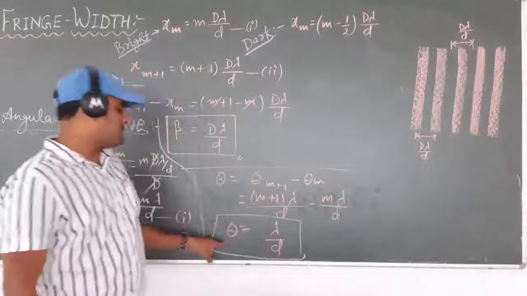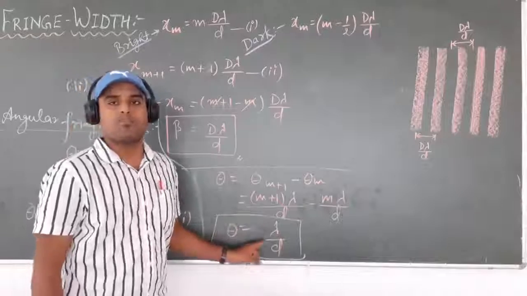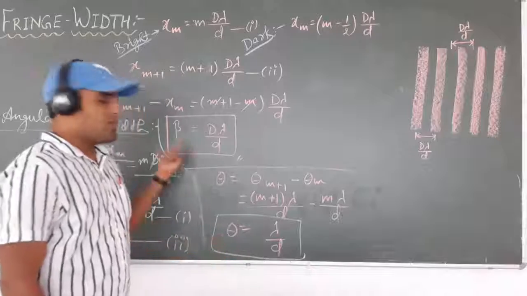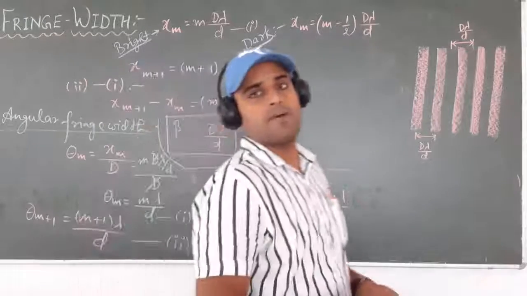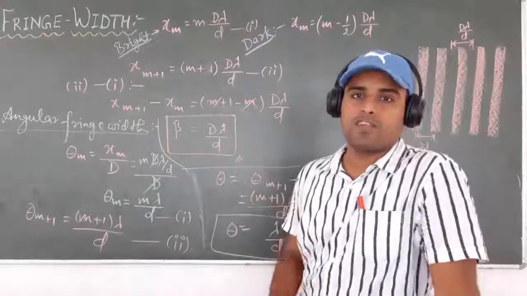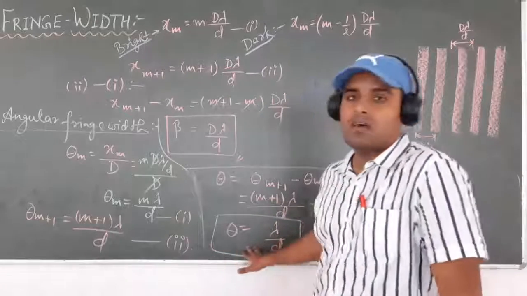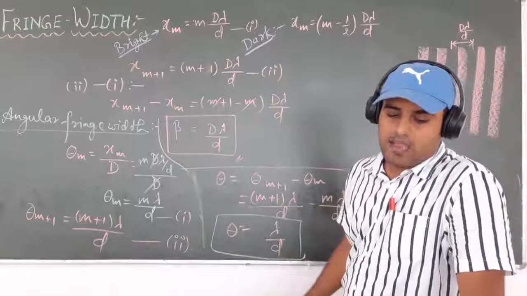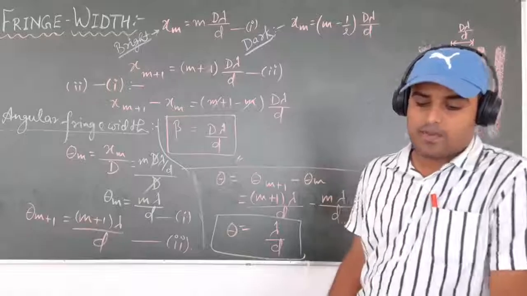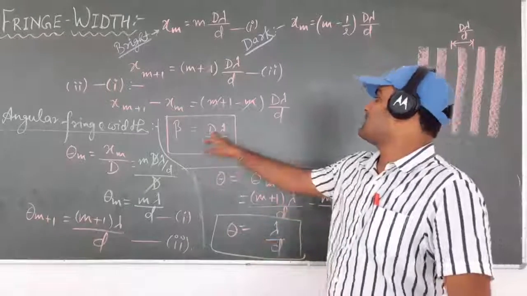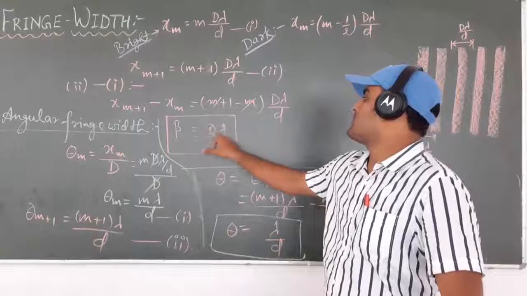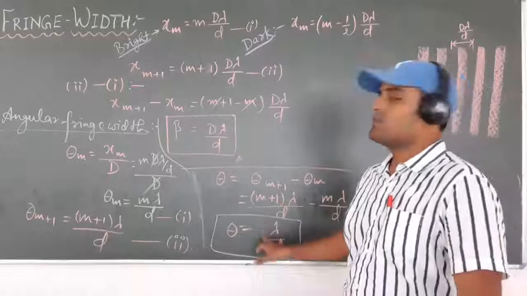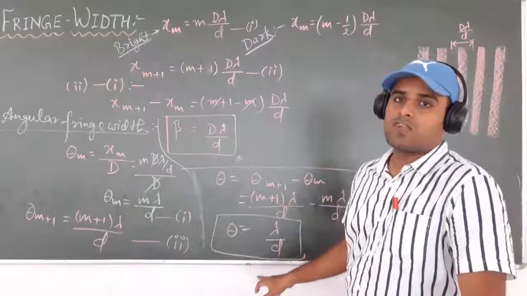It means angular fringe width is also directly proportional to the wavelength. It also depends on the wavelength only. So these are the two equations of fringe width. One equation shows the fringe width from the central position, and one equation shows the angular fringe width. The angular fringe width is independent of the position of the screen. Here it depends on the position of the screen also, the distance between the source and the screen, but here capital D is eliminated. It means it is independent of the distance between the source and the screen.